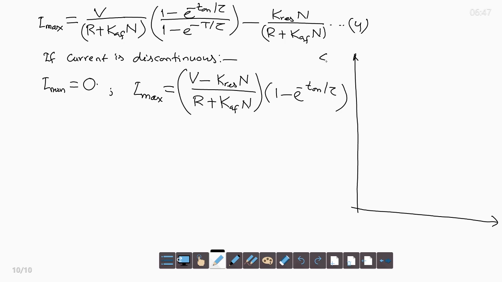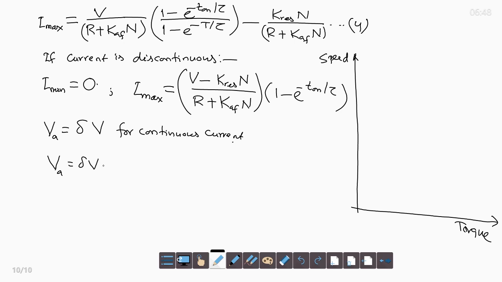This is speed, vertical axis is speed, horizontal axis is torque. You see average voltage V_A, which I have already derived equals delta into V for continuous current, and V_A equals delta into V plus k residual into n. This is the back EMF when the current comes down to 0, the back EMF value is k residual into n into (t minus T_m) by T.